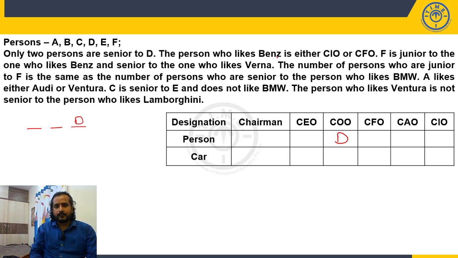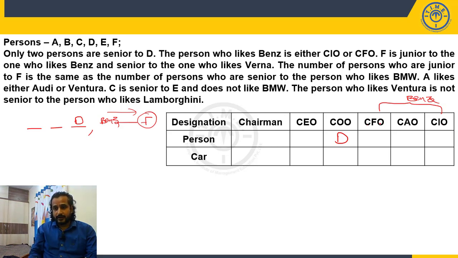The person who likes Bench is either CIO or CFO. So one of these two will be liking Bench. Keep this in your mind: CFO or CIO likes Bench. F is junior to the one who likes Bench. So after Bench, I need to place the F.